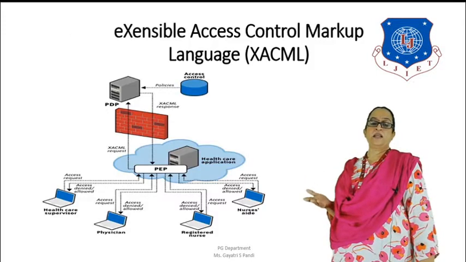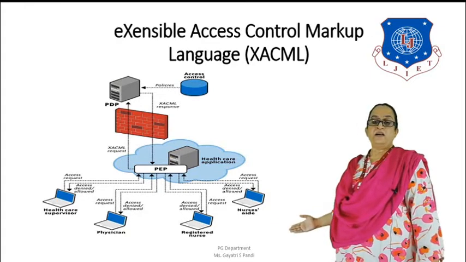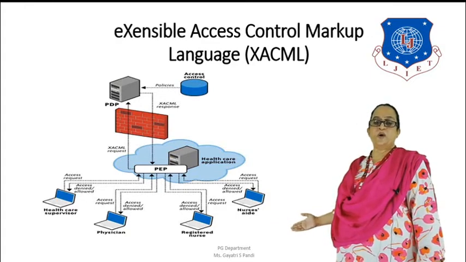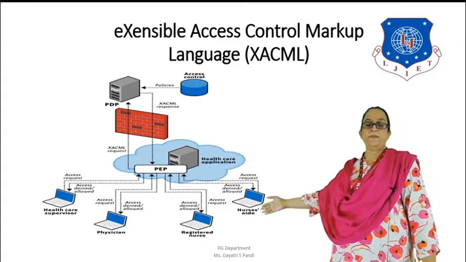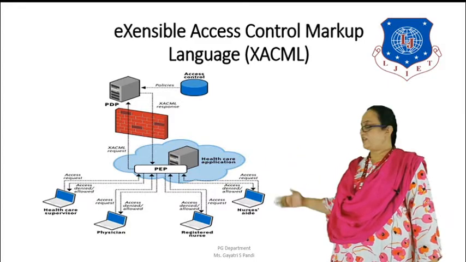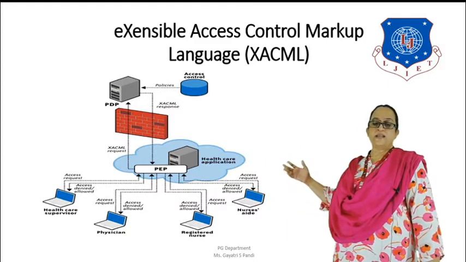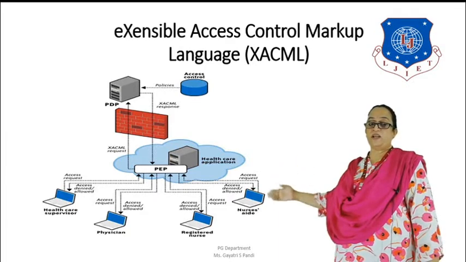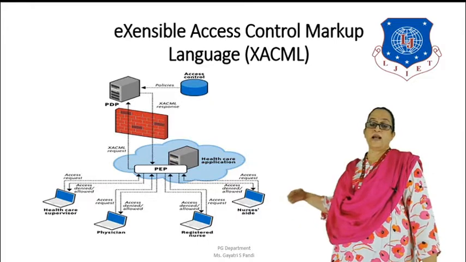This is shown in the diagram. You have the various types of health providers and the entities who are working in the health environment. For example, you have a healthcare supervisor who is trying to access the patient records. You have the physician who is trying to access various records of the patient. You have the registered nurses and the nurse aides who are trying to access the records.